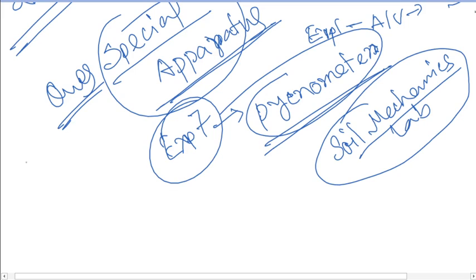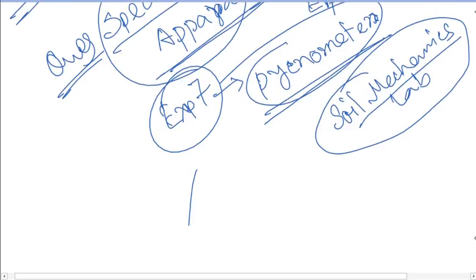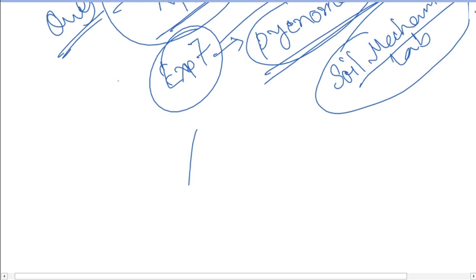What is a pycnometer? A pycnometer can be of different shapes. In particular for this experiment 7, according to our ASTM designation, it describes two particular shapes of pycnometer which should be used. I don't know whether we'll be using both in actual practice, but according to this standard we must use these two types of pycnometer, and after using them we must compare the results.